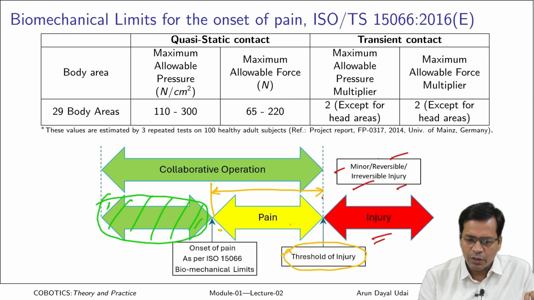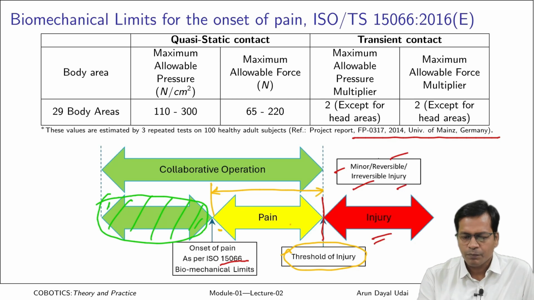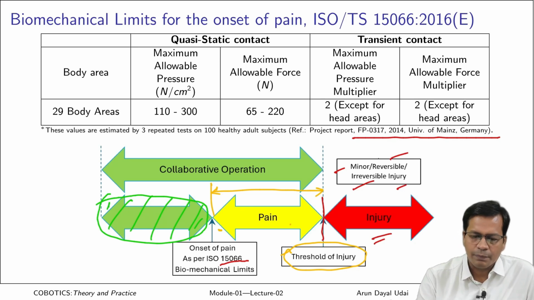So, the threshold remains still here only. Onset of pain is defined as per ISO 15066. This is adapted by the study which was conducted here.